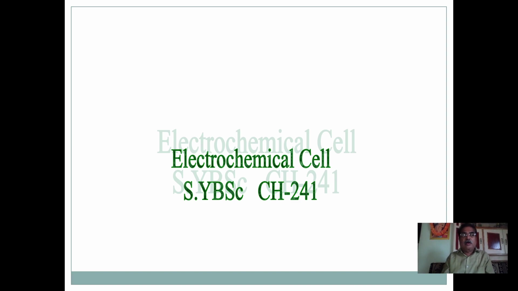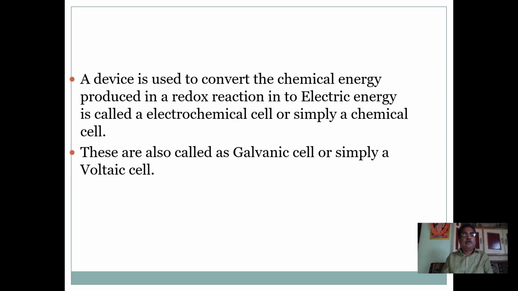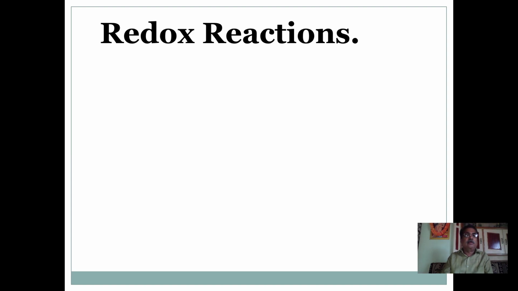Hello everyone. Today we have studied about electrochemical cell. An electrochemical cell, a device used to convert the chemical energy produced in a redox reaction into electrical energy, is called an electrochemical cell or simply a chemical cell. These are also called galvanic cells or simply voltaic cells.